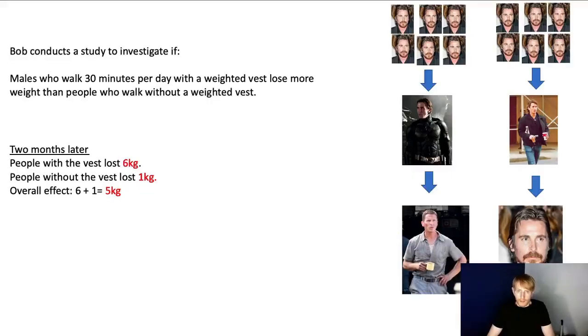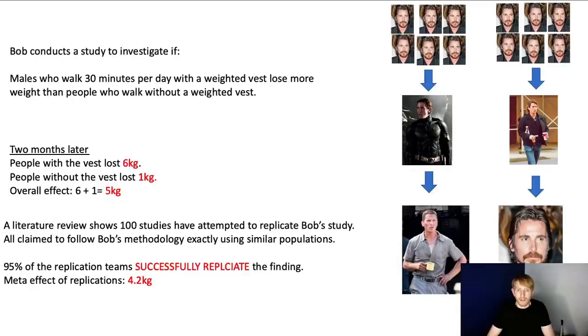Let's imagine that Bob did this 10 years ago, and since that time there's been lots of replications, so lots of people have come along, seen Bob's study and thought, I want to see if I can replicate that result, and let's say that of 100 studies, the majority claim to follow Bob's methodology. Let's say 95% of them successfully replicate the finding. So, 5% didn't, but 95% do.